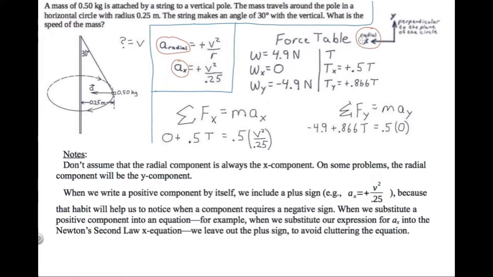In this problem, the radial axis is the x-axis. So the radial component of the acceleration is a sub x. We don't know what the object's speed is. In fact, that's what the problem is asking us for. So we will continue to use the symbol v, written without an arrow on top, to represent the object's speed. The problem tells us that the radius of the circle is 0.25 meters. Now we can substitute this mathematical expression for a sub x into the Newton's second law x equation.